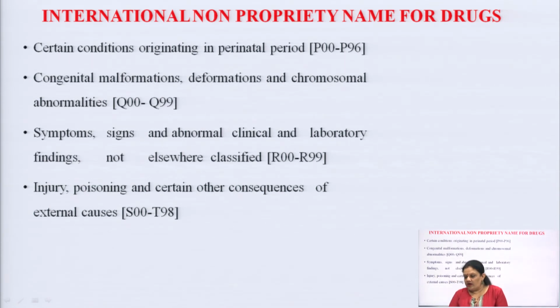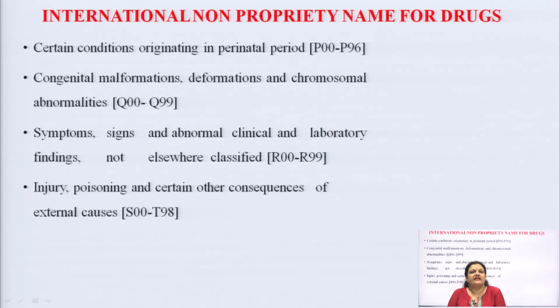Next, we have certain conditions that originated in the perinatal period. So, the perinatal period, students, I hope you know, is the time duration, the complete time duration of the pregnant lady, means all 3 trimesters or 9 months to the next 6 months time, and these types of diseases or any morbidity are coded as capital P00 to P96.